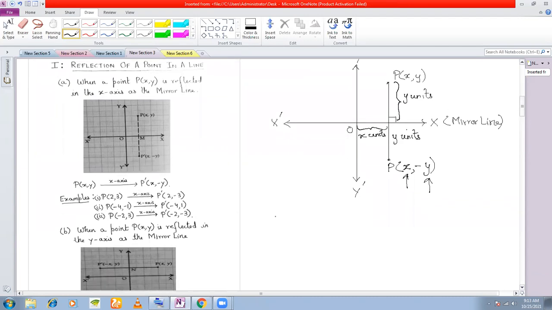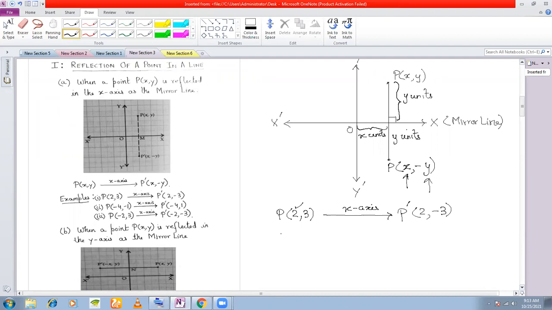So if I don't give you a graph paper, and if I simply ask you how to reflect, say, the point (2, 3) in the x-axis, what should be the image of the point P dashed? You keep the x coordinate the same and you change the sign of the y coordinate. Okay, so this is the image of the point.